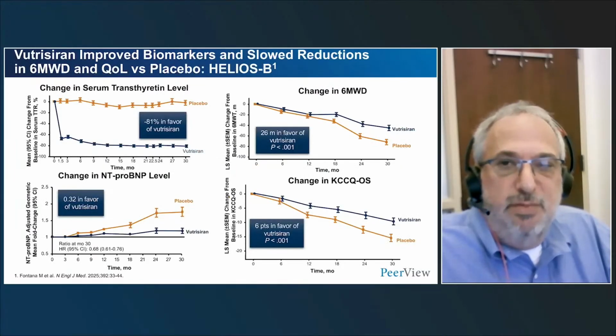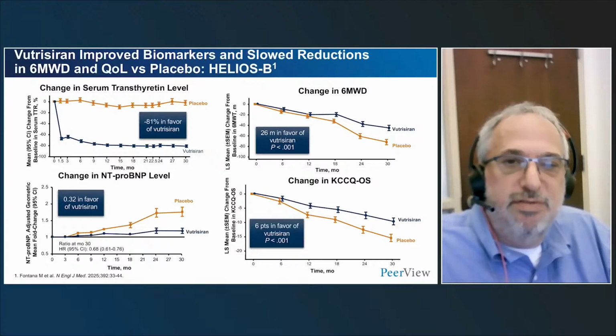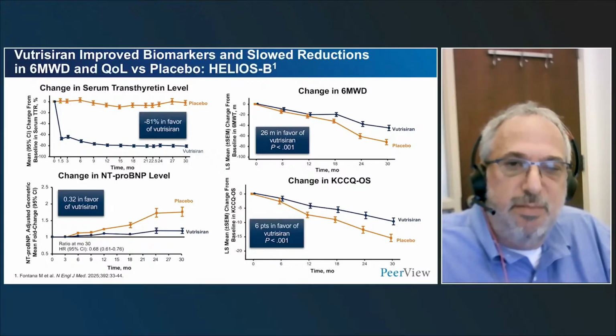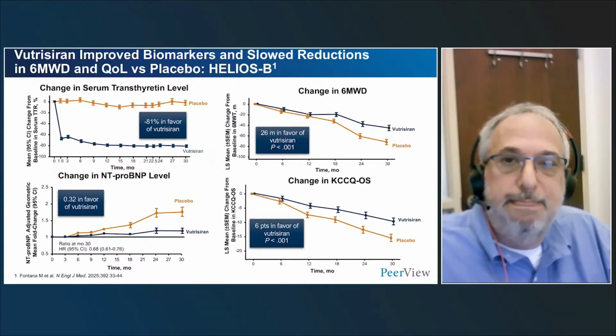And the opposite is seen with a silencer. To remind you, these are drugs that decrease the serum transthyretin concentration, and that's their mechanism of action. And there was an 81% decline on average in the group receiving vutrisiran. Again, we see a slowing of the decline in 6-minute hall walk in KCCQ, and a significant attenuation in the rise of cardiac biomarkers, in this case, the NT-proBNP. Those similar effects were seen with troponin.